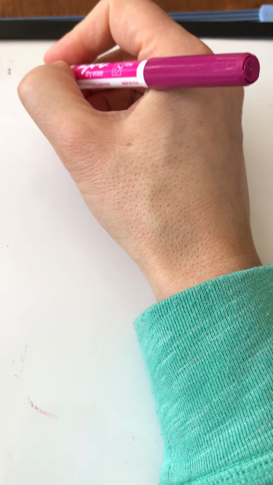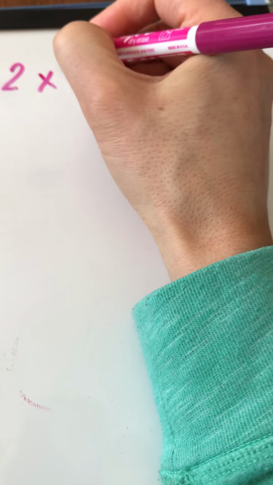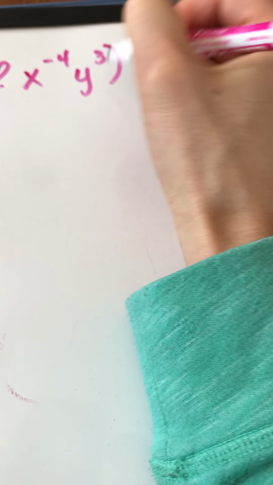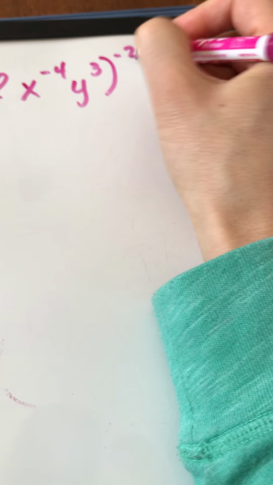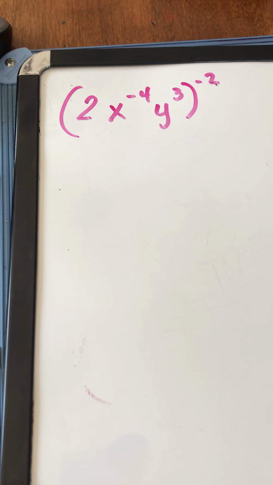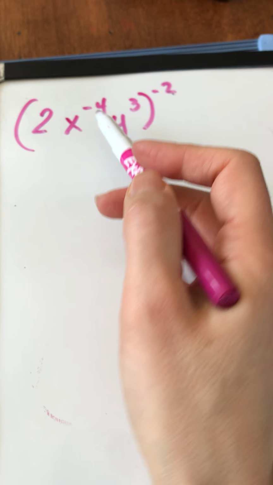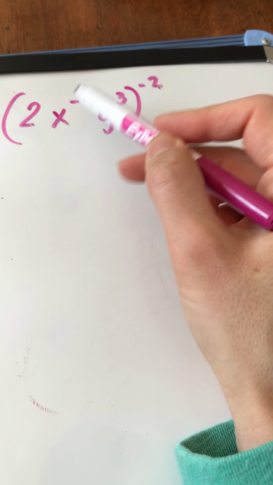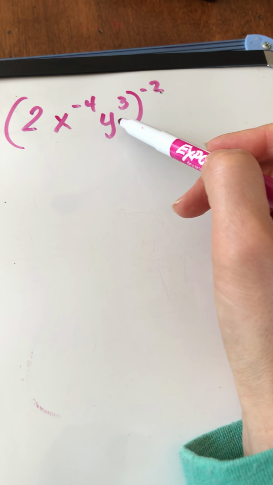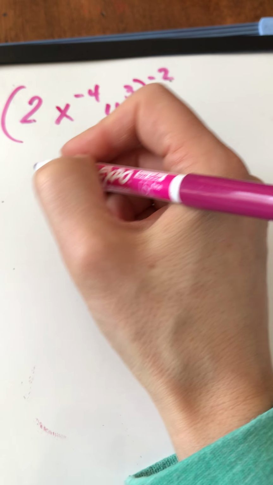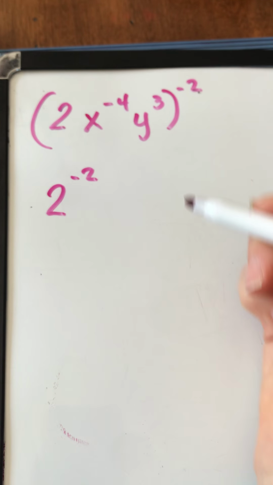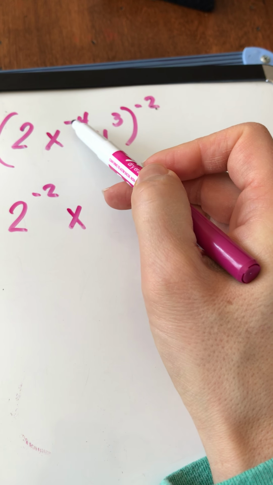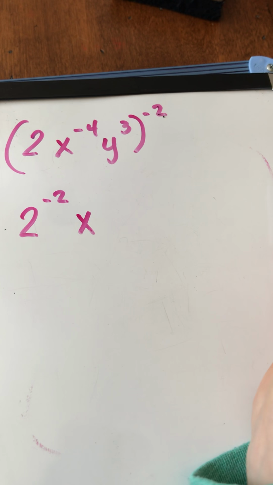All right, so let's take the expression 2x to the 4th, y to the 3rd, and raise that all to the negative 2nd power. So again, we have an expression in parentheses, all raised to that exponent. That exponent has to get distributed to the 2, to the x to the negative 4, and to the y cubed. So I'll just start by distributing 2 to the negative 2. I have x to the negative 4th power, all to the negative 2nd power.